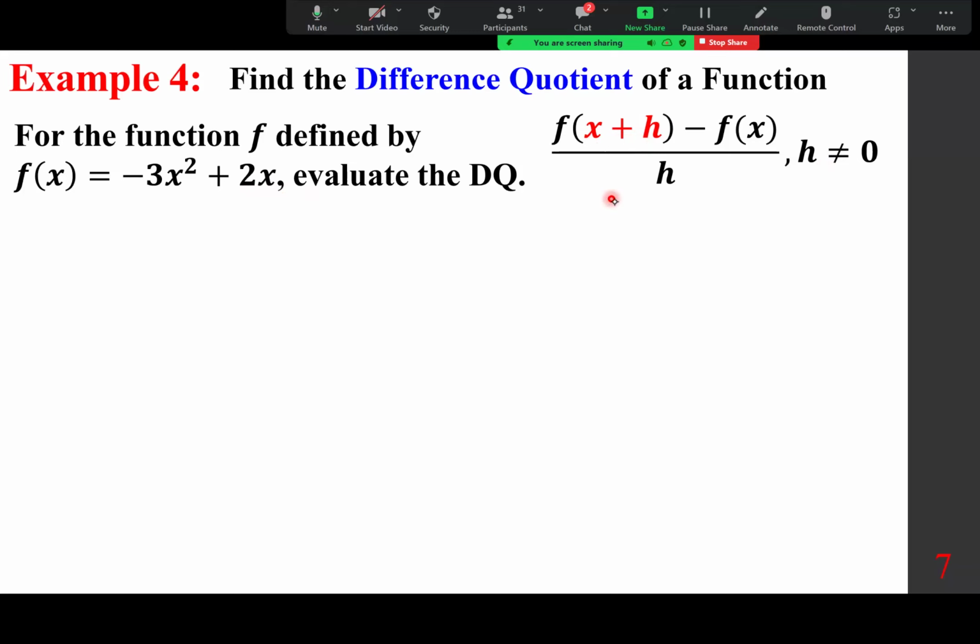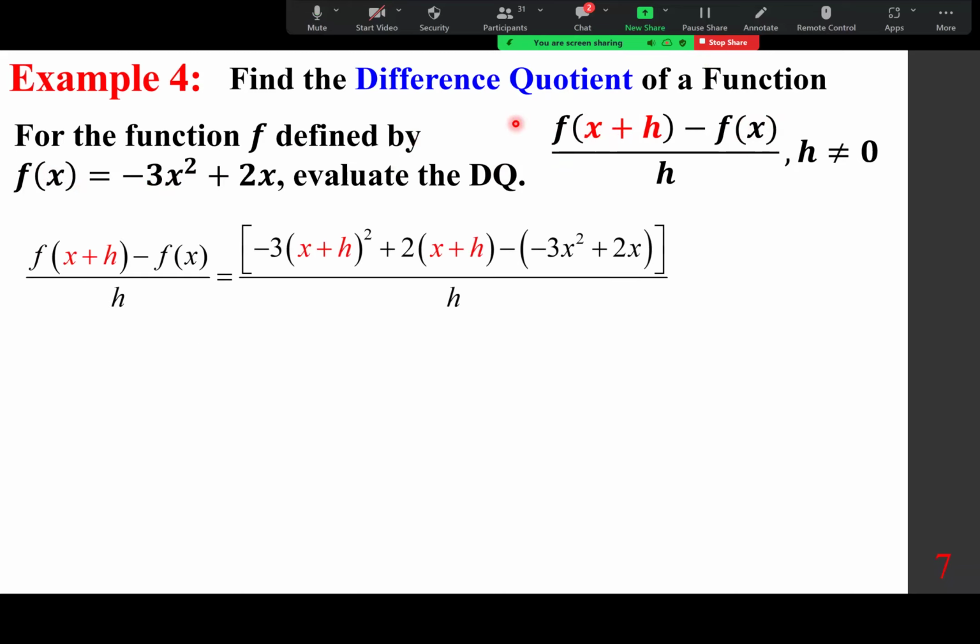So basically what it says, into this fraction, you replace f of x with f of x plus h. This one is very simple. You just put the same thing here, put h here. Basically, you have to evaluate this one. That's all there is to it. So that means minus 3 times x plus h quantity squared plus 2 times x plus h, and then minus f of x, just write it down: negative 3x squared plus 2x.